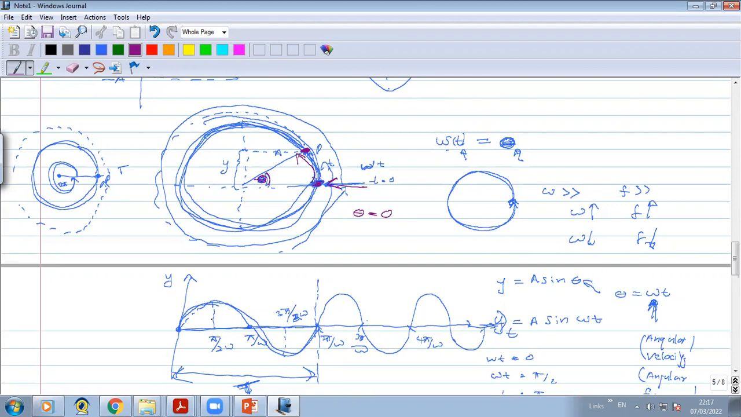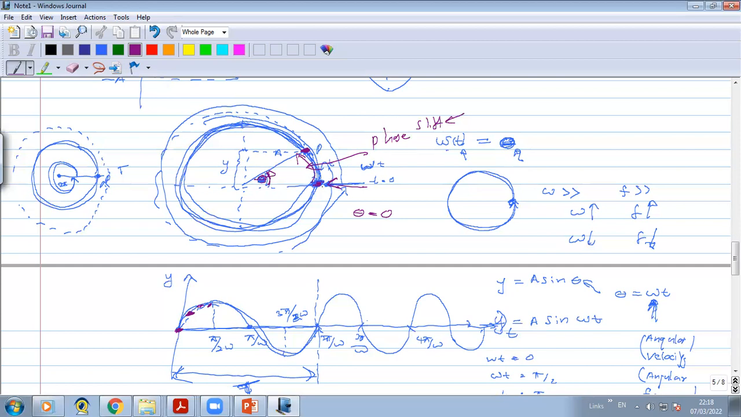So now the signal is not starting here. Now the signal may be starting from here or here or here, because now theta has a value. Initially theta has a value. So this initial value we call the phase shift. It is another very important parameter, phase shift.